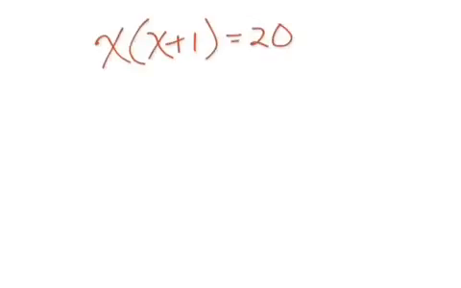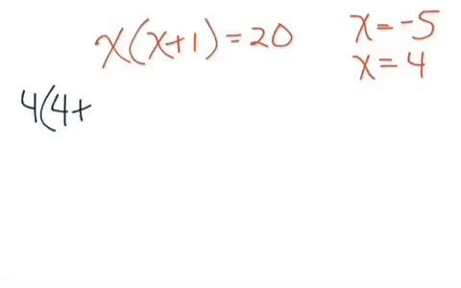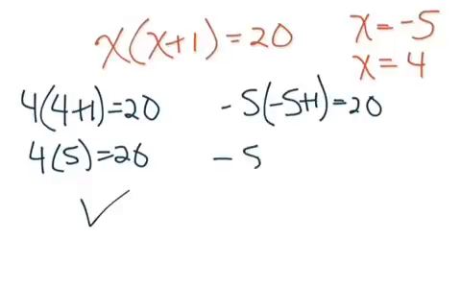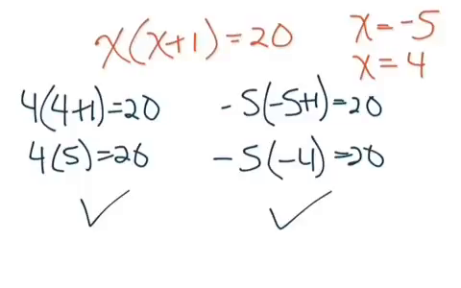Then we're going to go back to our initial equation, which was x times x plus 1 equals 20. Now we're going to try out our solutions. So I had a solution of negative 5. I had a possible solution of 4. And let's see which of these works. So I've got 4 times 4 plus 1. Does that equal 20? 4 times 5. Yes. So that works. How about the other one? Negative 5 times negative 5 plus 1 equals 20. Negative 5 times negative 4, yes, that works. So both of these are solutions to the equation.